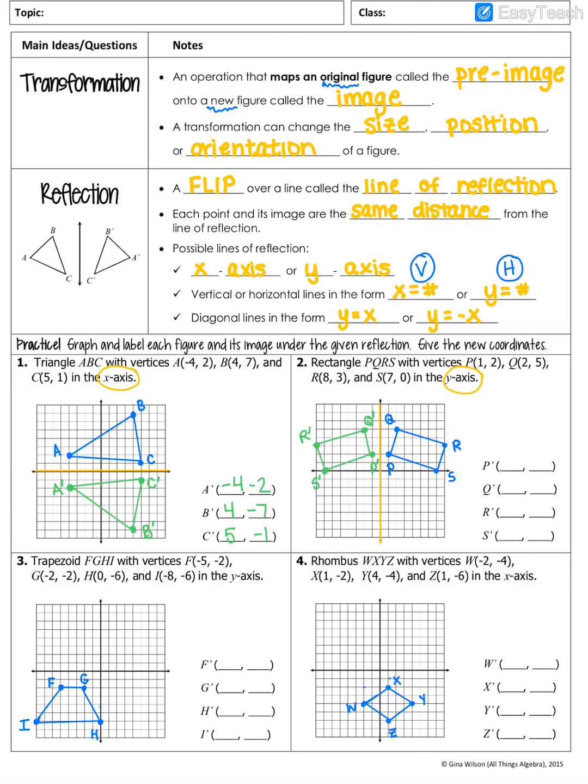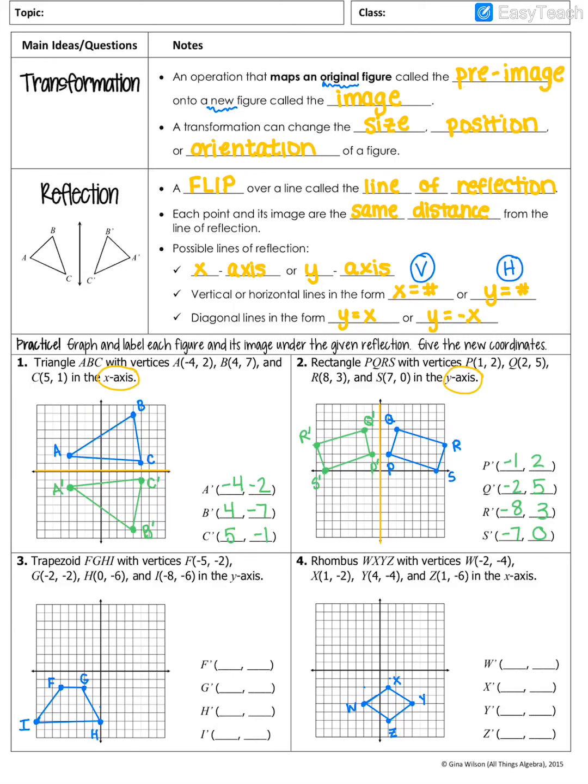And our points, P prime is -1, 2. Q prime is -2, 5. R prime is -8, 3. And S prime is -7, 0. So a couple things I want to point out really quick.